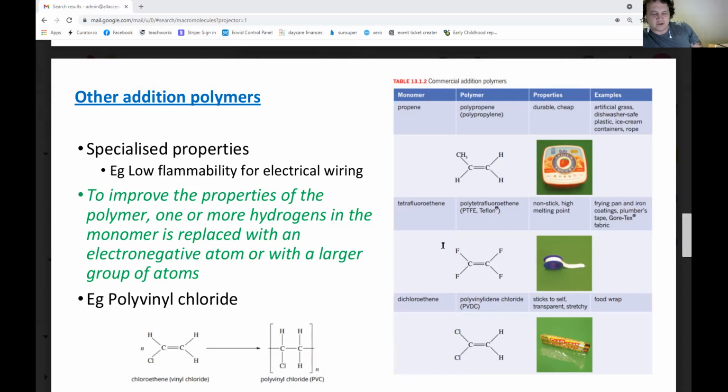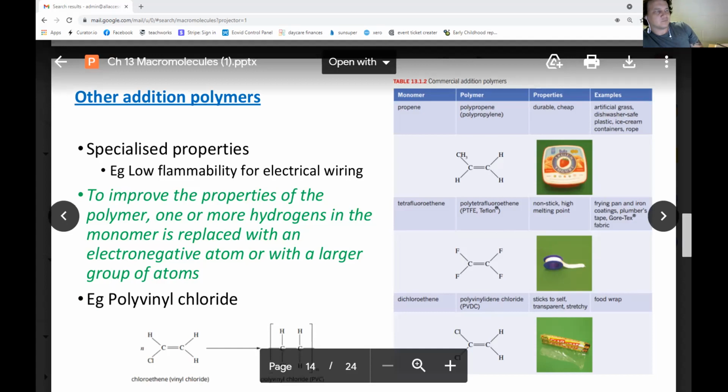Jacob, I think we've talked about this before. Why does nothing stick to fluorine, to Teflon? And we use Teflon for non-stick pans, non-stick cooking implements.